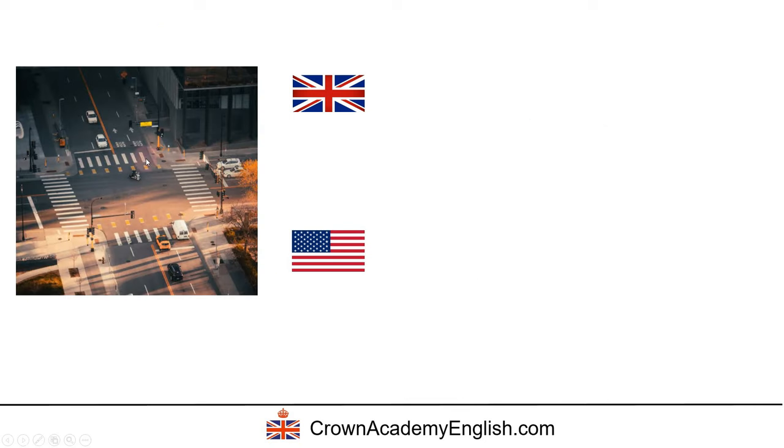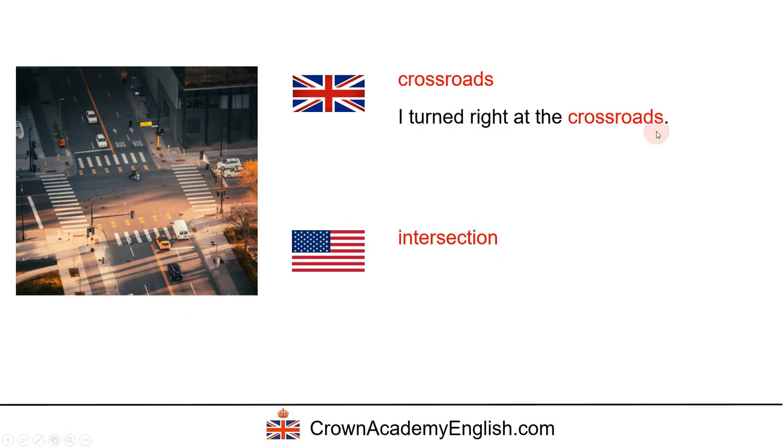So the object here is this part of the road. And in British English, we call this a crossroads, because the roads cross. In American English, this is called an intersection. Example, I turned right at the crossroads. Or in American English, I turned right at the intersection.